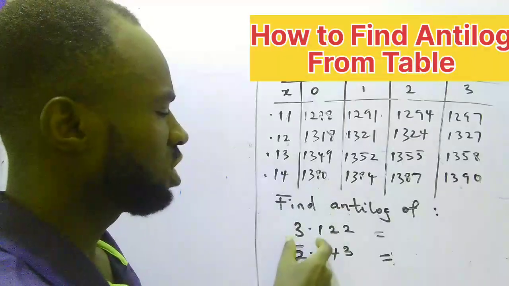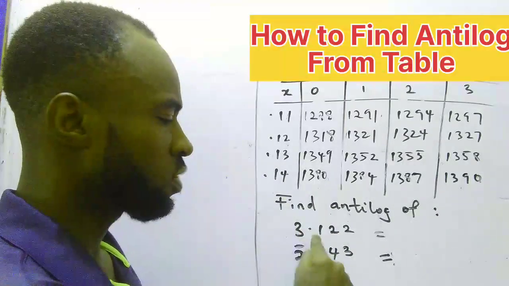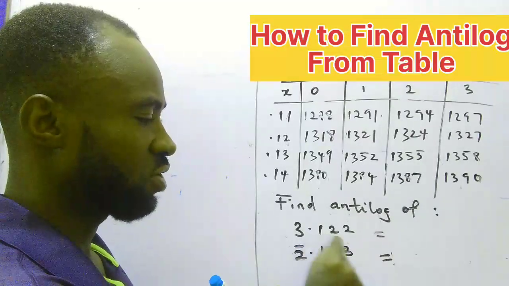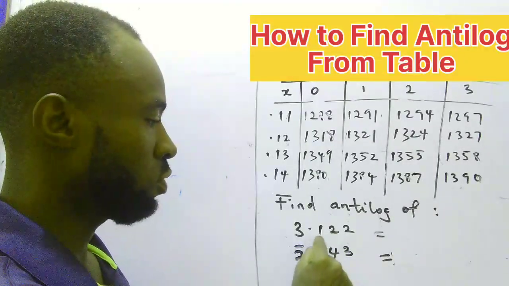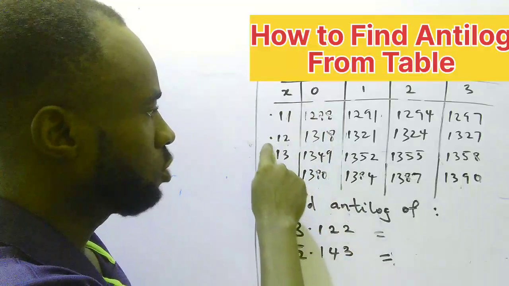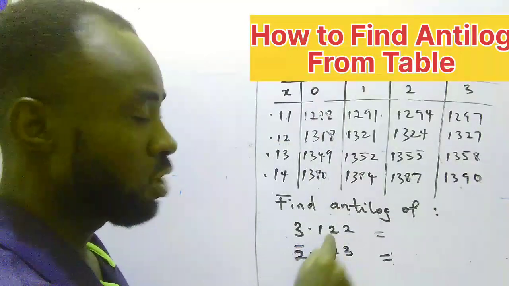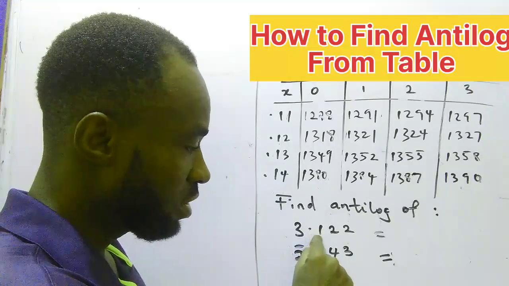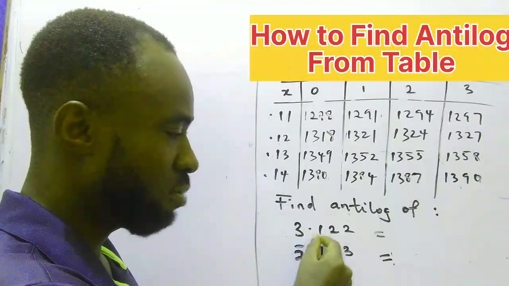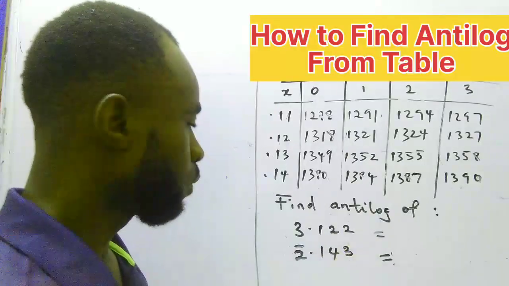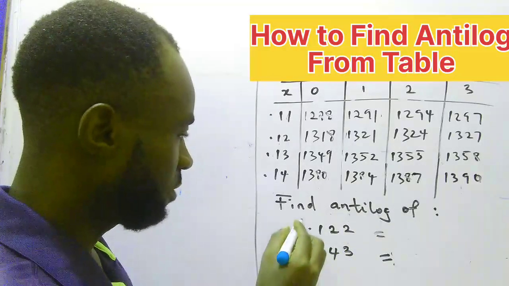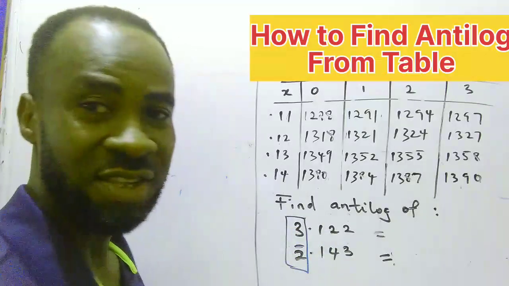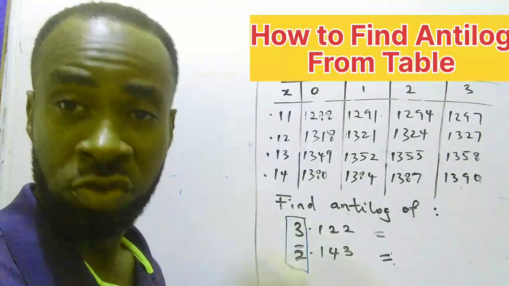Then you will not go to your table and begin to look for 31. No, you start from after the point. What are the first two digits? That's 12. So you go to your table, you can see .12 here. So in antilog, we always start from the mantissa, that is the numbers after the decimal point. We don't make use of the characteristics for now. We are going to make use of them later.